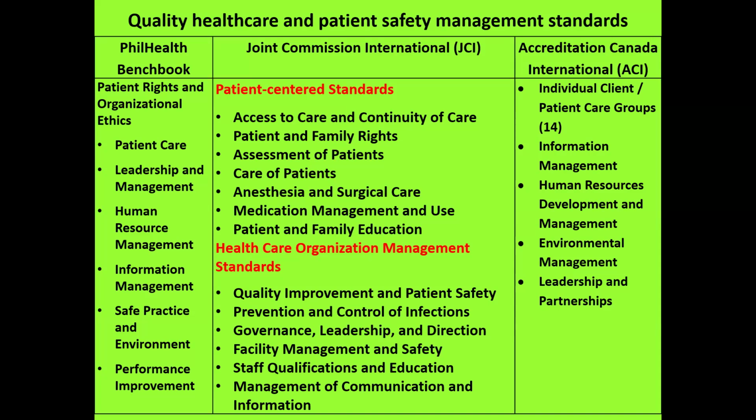All three have the two major categories of standards, namely patient-centered standards, okay, management of patients, and healthcare organization and management standards. So basically, these are the two categories of standards. In between the two major categories are different topics or different areas, which can vary among the three accreditation agencies, or the third party giving the accreditation. But basically, they have the patient-centered standards and the healthcare organization management standards.